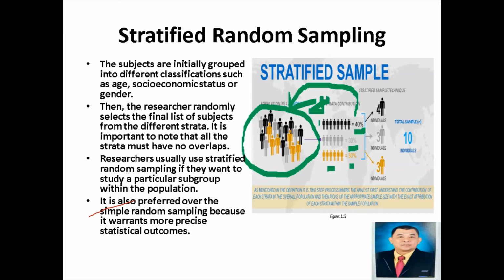30% of 20 gives you 6. And 30% of the yellow ones gives you 6. All right. That is the strata. This column is the strata.